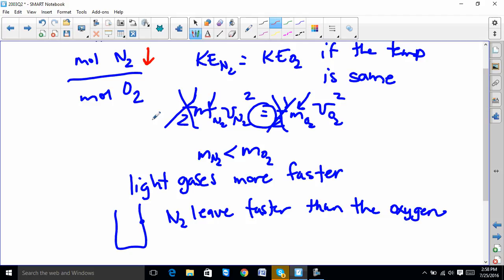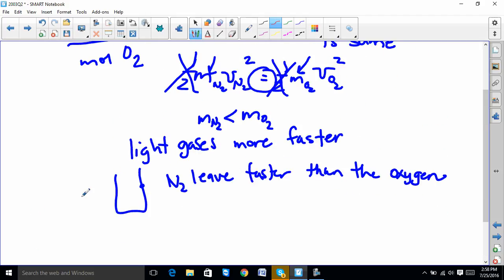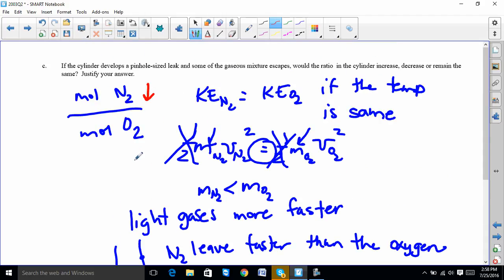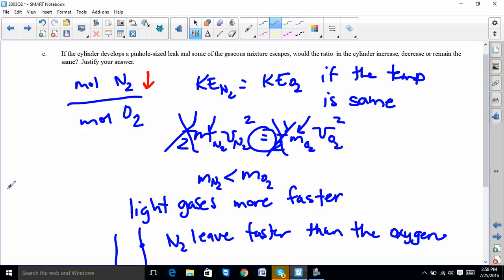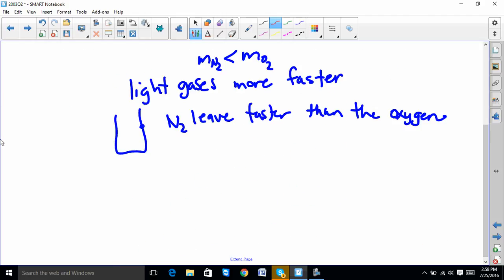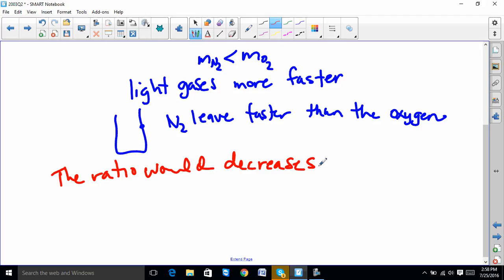One of the things hopefully I've taught you by now is that on the AP exam, when they ask you a question, the very first thing you should do is answer the question. If the cylinder develops a pinhole size leak and some of the gaseous mixture escapes, would the ratio in the cylinder increase, decrease, or remain the same? Remember, this is decreasing faster than this. So the first thing you would say is the ratio would decrease. Answer the question first. The other thing you'll notice is it says justify your answer. Well, I've just been doing that in explaining the problem.